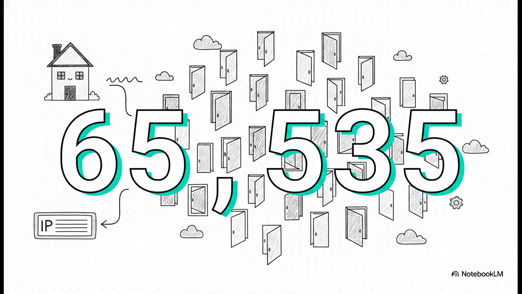Think of your static IP address as the main street address of your house, and these ports? They're like 65,535 individual doors leading into completely different rooms of that exact same house. It is a truly staggering amount of pathways for data to travel through.